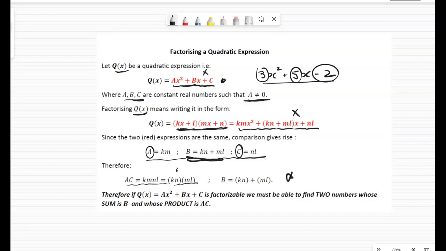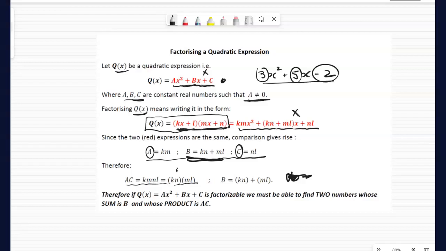The upshot of this line here is that q(x) is factorizable. You can factorize q(x) if I can find two numbers whose sum is equal to b and whose product is equal to ac.